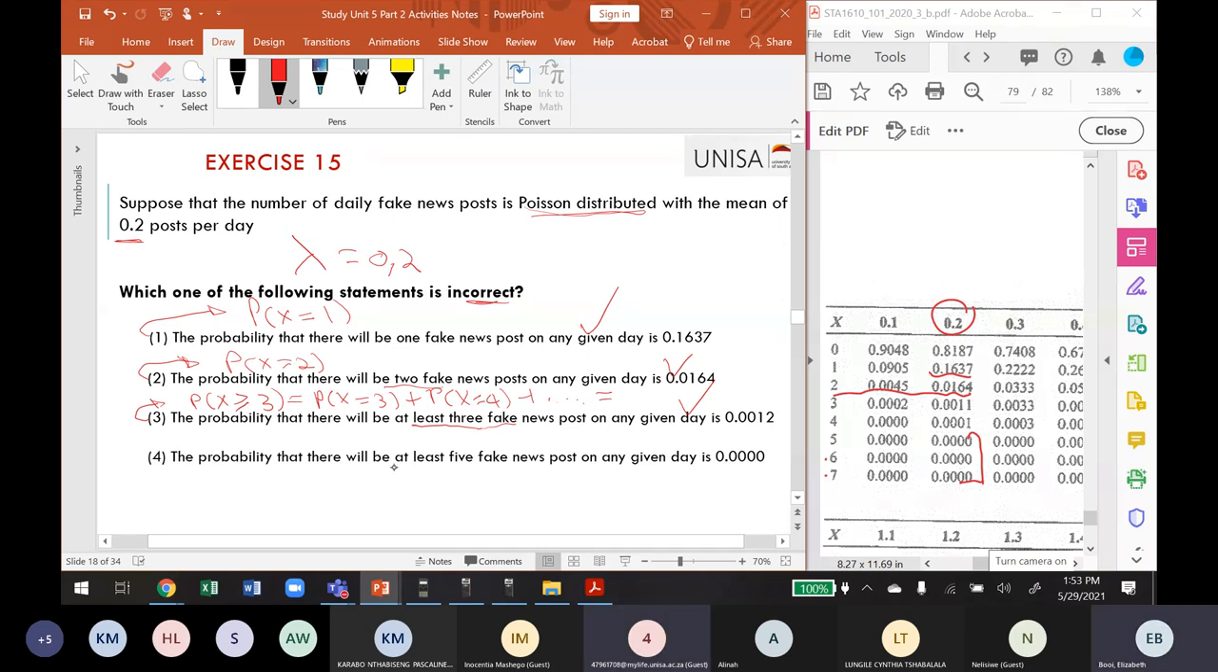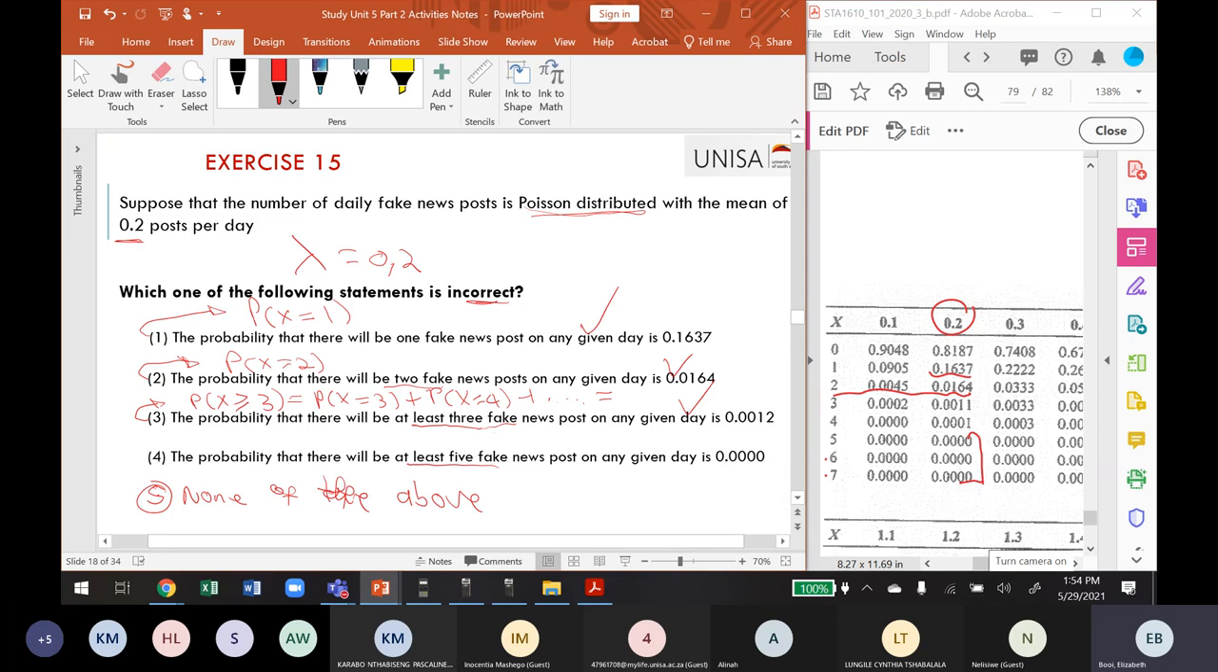The probability that there will be at least 5 fake news is equal to 0. Sorry, I removed option 5 on this one, so there was a none of the above. I removed it because I didn't double check all these answers before I removed it. There was number 5. Every time you will get the number 5.